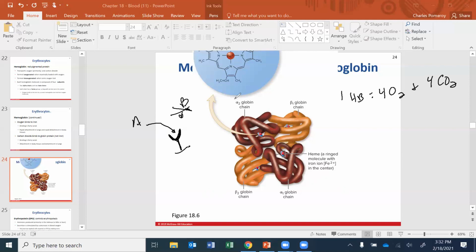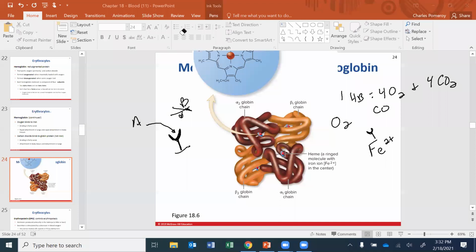Well, CO2 does not compete with oxygen for the iron. So here's iron. Imagine it has a binding site here. O2's here, CO2 is there. Oxygen binds to the iron, CO2 binds somewhere else. So they don't directly compete for the iron. But there is a substance out there that does directly compete with oxygen for iron, and that is carbon monoxide. Now we're not talking about CO2, we're talking about CO. CO does compete with oxygen for the iron.